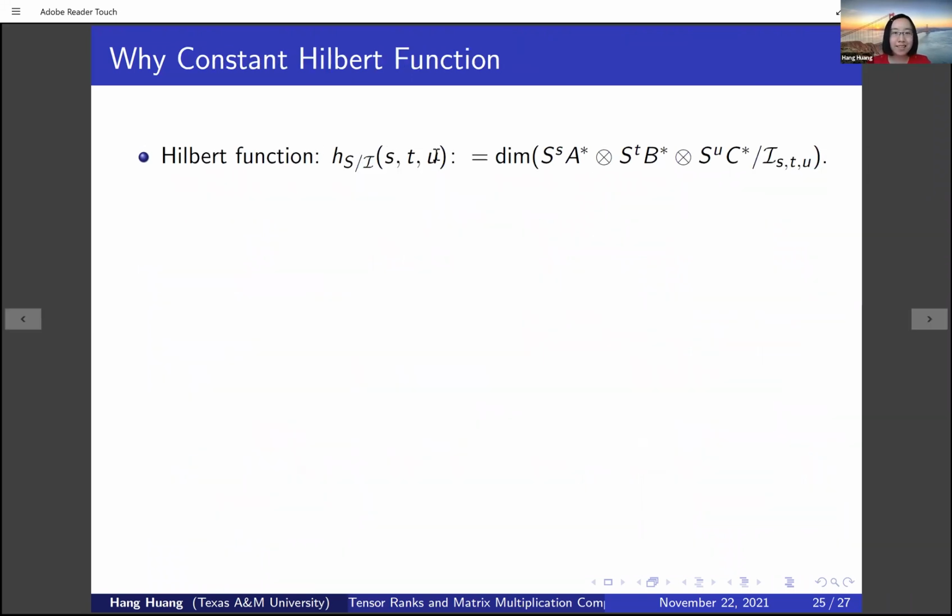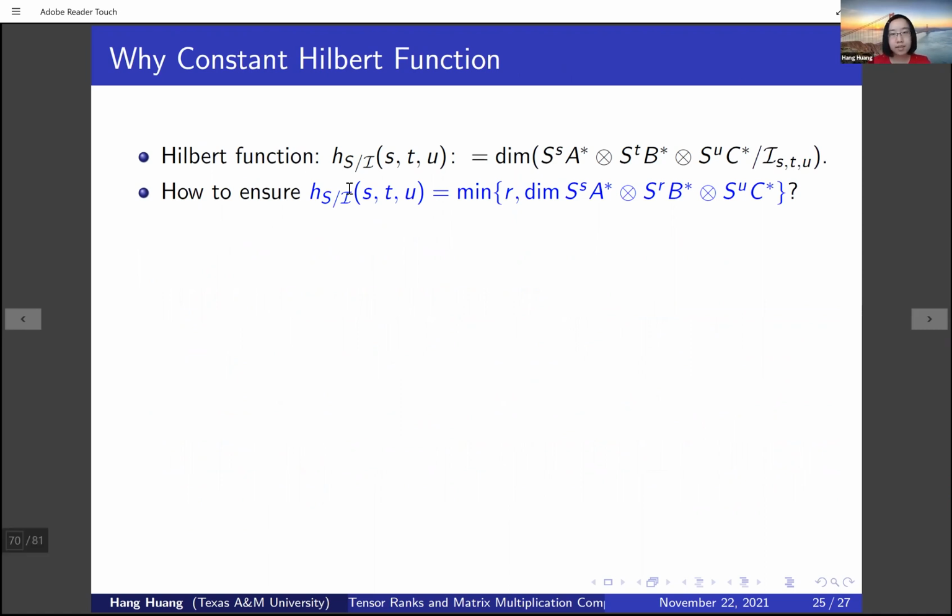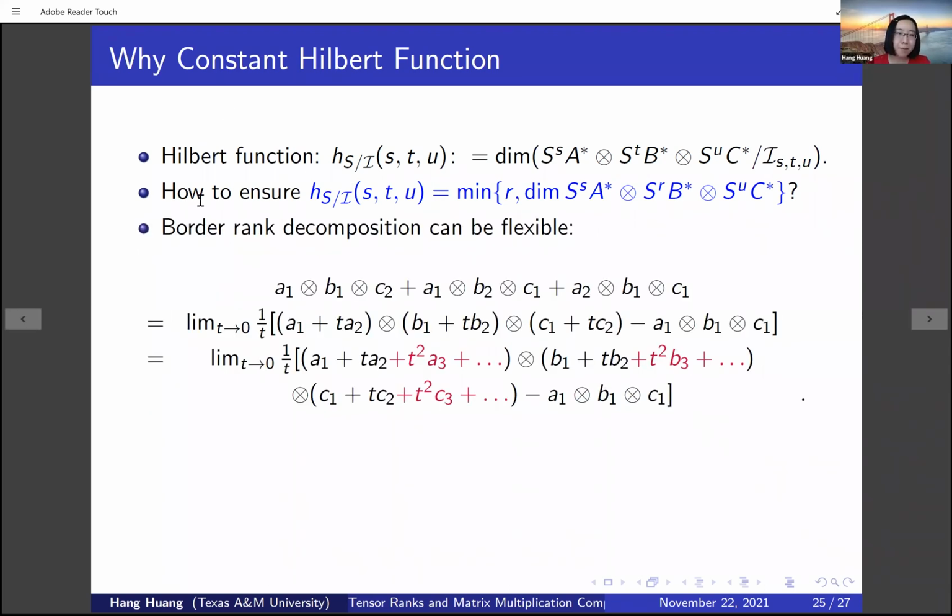Recall that by Hilbert function, I mean the Hilbert function of the quotient algebra: in degree (s,t,u), I take the dimension of the corresponding quotient in degree (s,t,u). Now I want to explain how you can ensure that your Hilbert function is fixed. The reason is a very simple observation: when you take a border rank decomposition, it can be very flexible. Let me use a border rank decomposition as an example. This is a border rank 2 tensor. It is in fact of rank 3. So this is one border rank decomposition of my tensor. If you look at how we take the limit, inside the brackets only the constant term and the t terms matter.